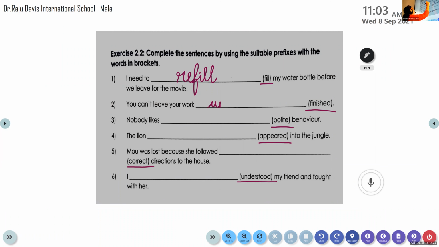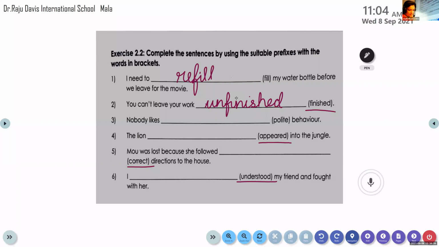What is the meaning of unfinished? Unfinished means not finished. Yes, very good. Okay, very good. Who's ready to read the next one? Yes, Rida, try.